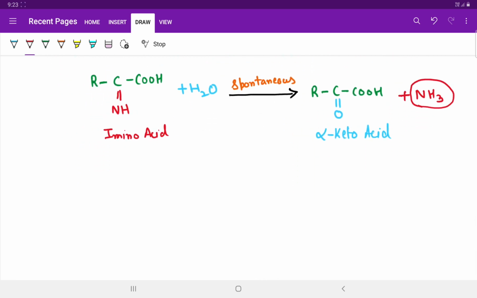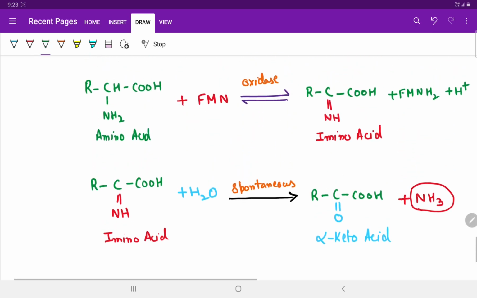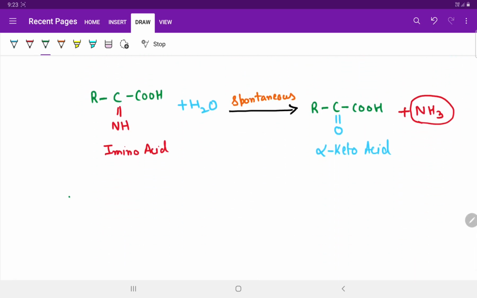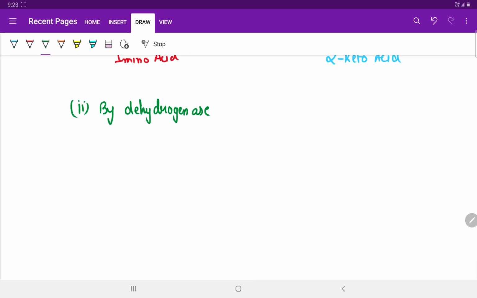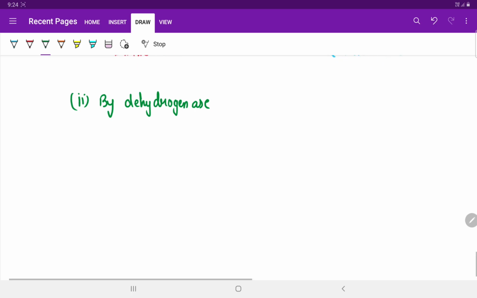Now the second is in presence of dehydrogenase enzyme, by dehydrogenases. So first one is this, the next will be by glutamic dehydrogenase, we can say, or simply by dehydrogenase. So in this we can discuss the example of glutamic acid, how it is converted to alpha ketoglutarate or alpha ketoglutaric acid. So first of all, let us draw the structure of glutamic acid.